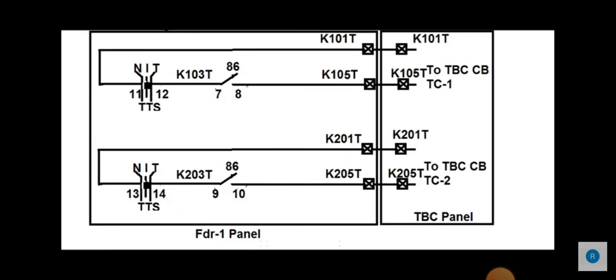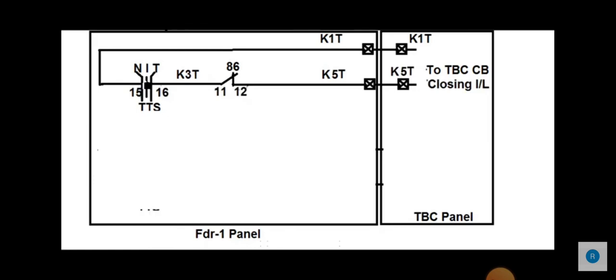Contacts 11, 12 and 13, 14 for inter and transfer position have been shown in this diagram. Here contacts 11, 12 and 13, 14 are taken for the bus transfer circuit breaker TC1 and TC2 circuits respectively, by means of 86 NO contacts 7, 8 and 9, 10 respectively. Whenever the NIT switch is in transfer position, in fault condition 86 will operate and send a trip signal to the bus transfer breaker by means of 7, 8 and 9, 10 of the 86 contact as shown in this diagram. Again, contacts 15 and 16 for inter and transfer position are taken for the TBC circuit breaker closing interlock by means of 86 NC contact 11, 12.